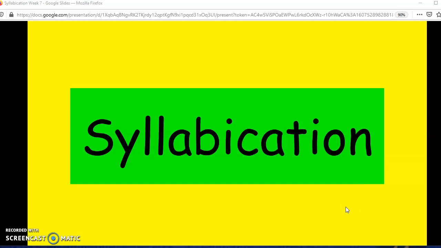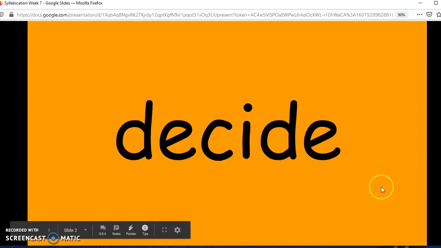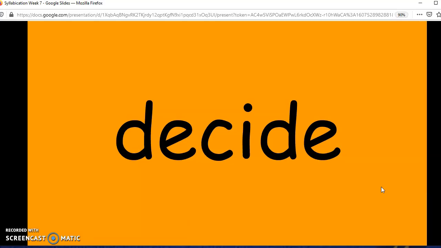Hi, second grade friends. We're going to get started with syllabication for this week. Make sure you have a paper and a pencil or a whiteboard and a marker. Here's the first word. Go ahead and write that on your piece of paper or on your whiteboard.